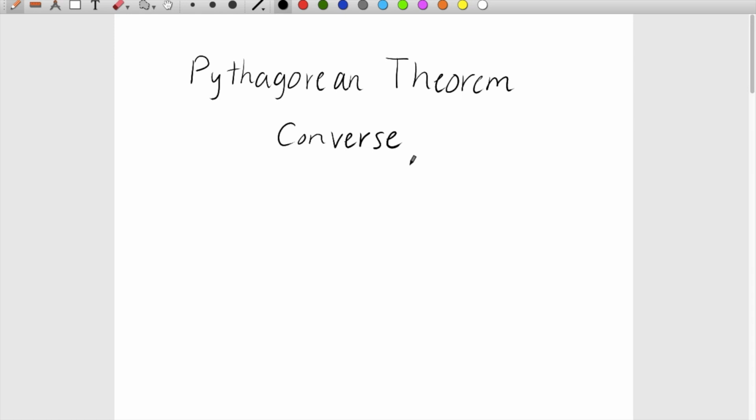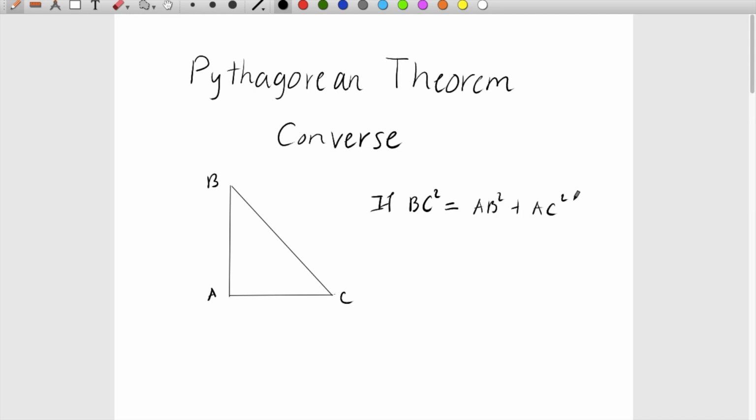The converse of the Pythagorean theorem tells us if the sum of the squares of two sides in a triangle equals the square of the remaining side, then this triangle is a right triangle. Given triangle ABC, if BC square equals AB square plus AC square, then triangle ABC is a right triangle.